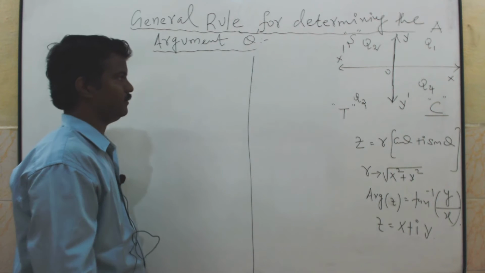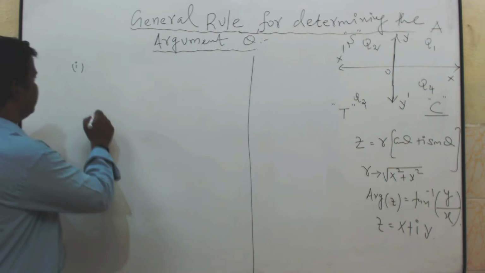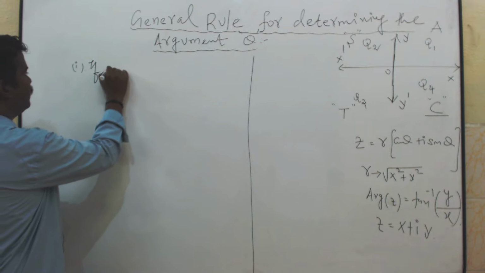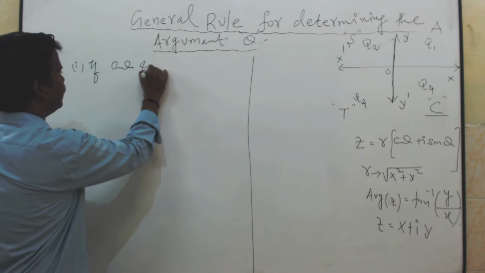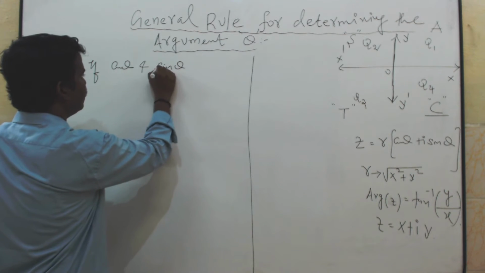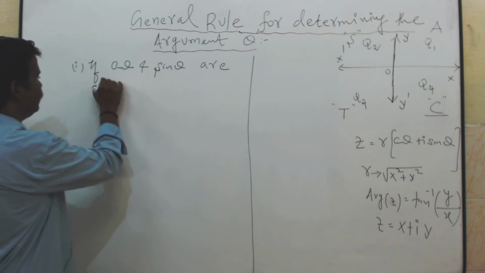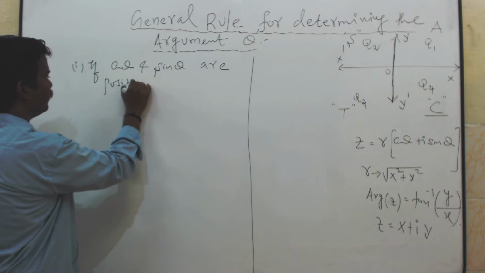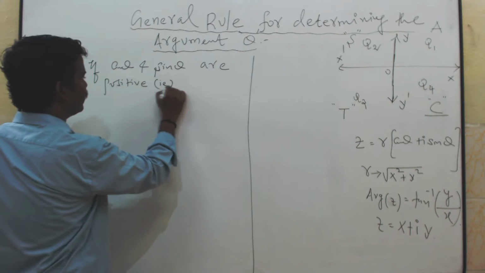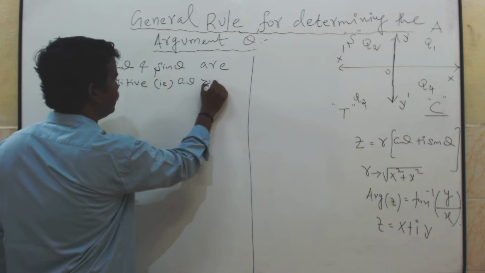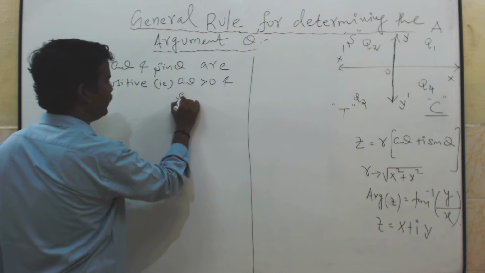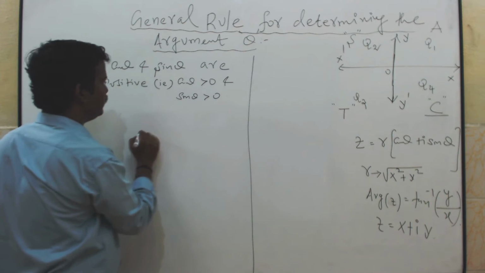Alright. Now the first point. If cos theta and sin theta are positive, that is, we will write symbolically, right? Cos theta and sin theta are positive.